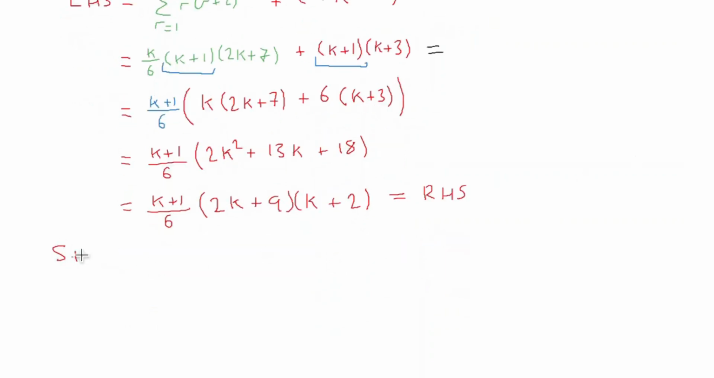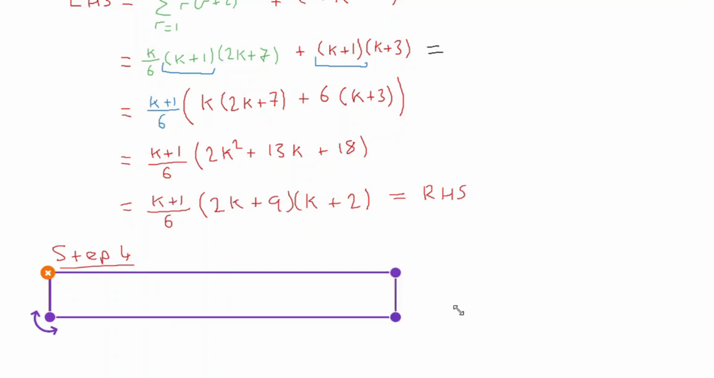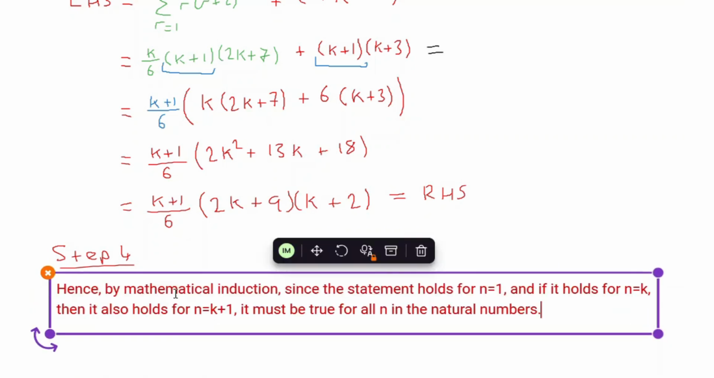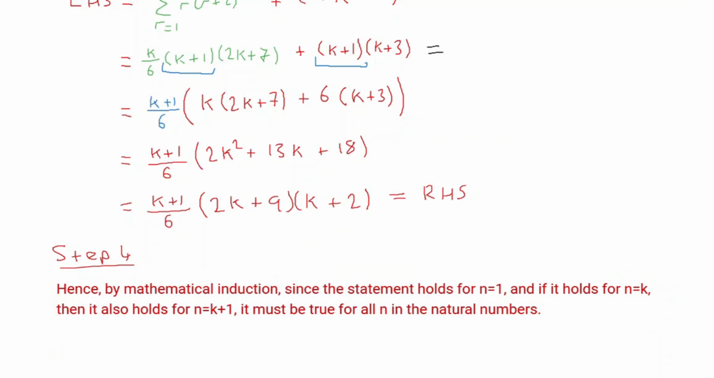Finally, I have step 4, which I must always have on any of my proof by inductions. And step 4, as always, states that a mathematical induction statement is true for n equals 1. If it holds for n equals k, it also holds for n equals k plus 1, so it must be true for all numbers.